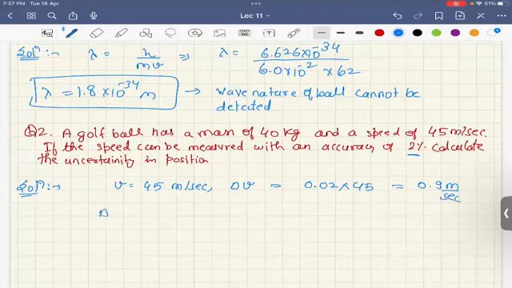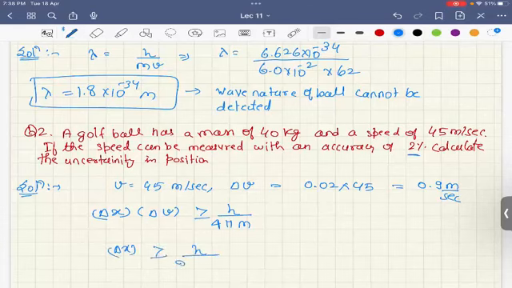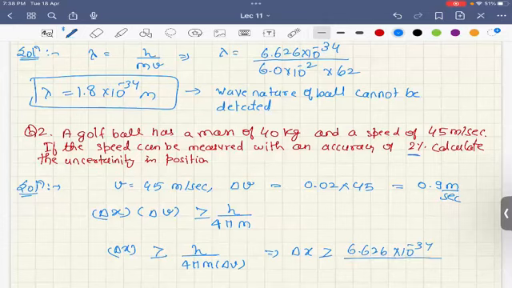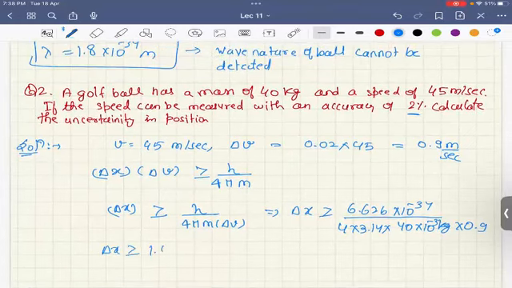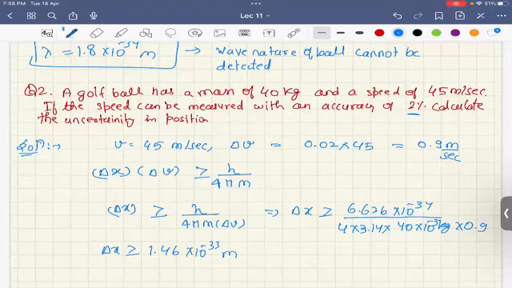And we know Heisenberg's uncertainty principle: Δx · Δv ≥ h/4πm. This means Δx has to be greater than or equal to h/(4πm Δv). That means Δx ≥ 6.626 × 10^-34 divided by 4 × 3.14 × m, which is 40 × 10^-3 kg, multiplied by 0.9. Hence Δx comes out to be greater than or equal to 1.46 × 10^-33 meters. This is the uncertainty in its position.